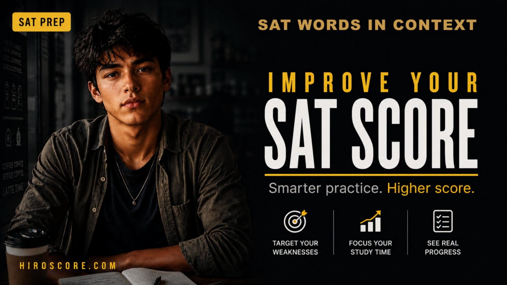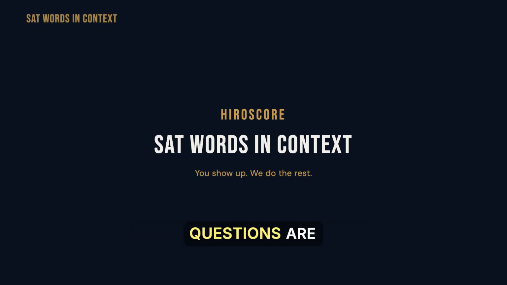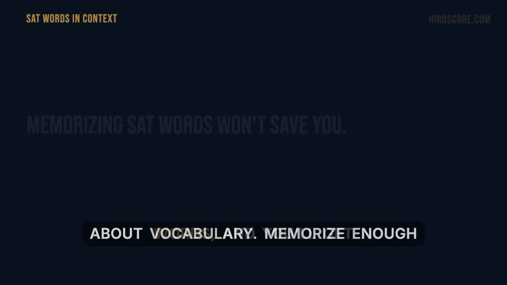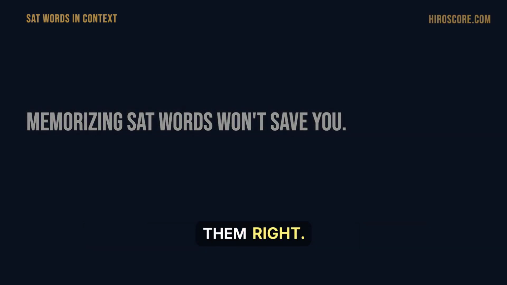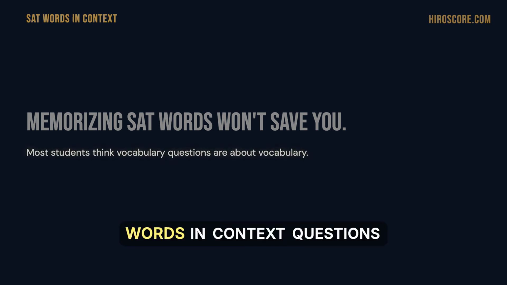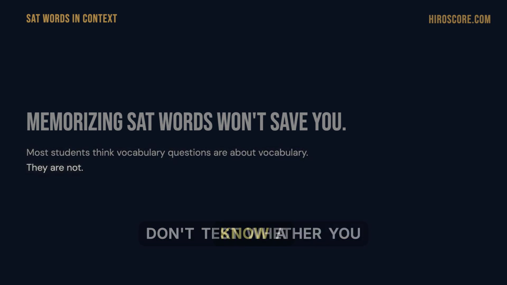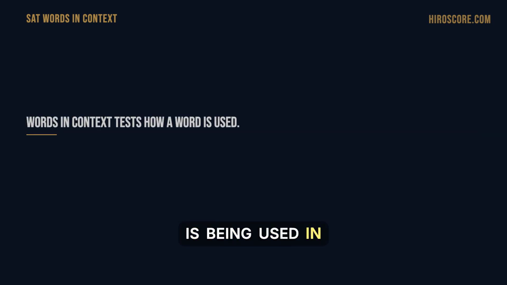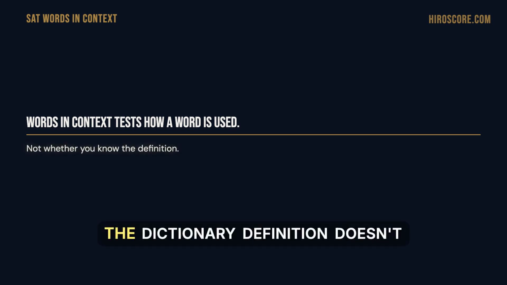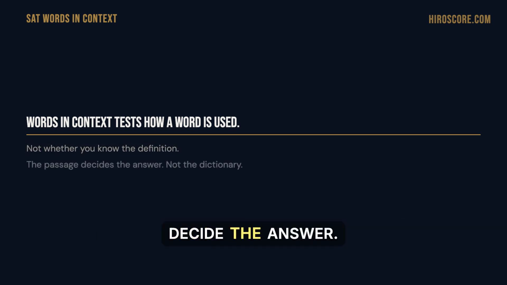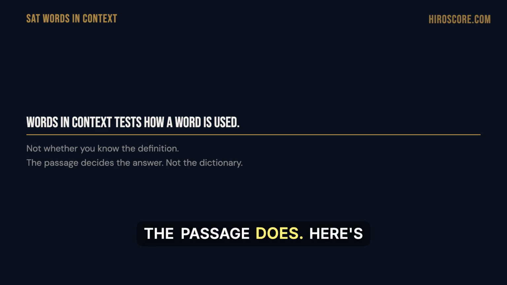Most students preparing for the SAT think vocabulary questions are about vocabulary. Memorize enough words and you'll get them right. That's not how it works. Words in context questions don't test whether you know a word. They test whether you can read how a word is being used in a specific sentence. The dictionary definition doesn't decide the answer. The passage does.